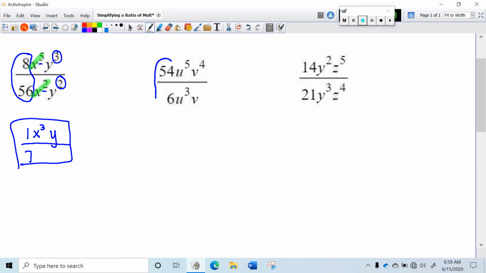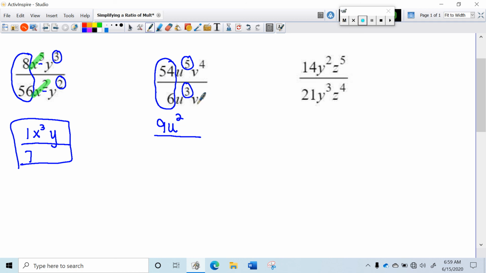So again, do the numeric part first. 54 divided by 6 is 9. For the u's, I have a 5 and a 3. The largest exponent's on top, so my u is going to be on the top. 5 take away 3 is 2.